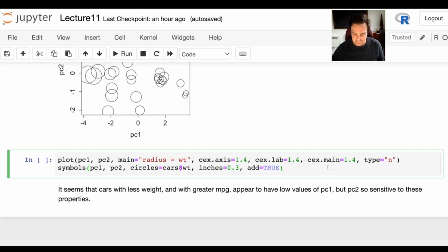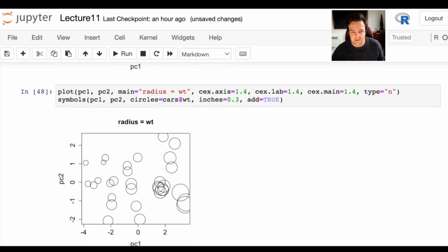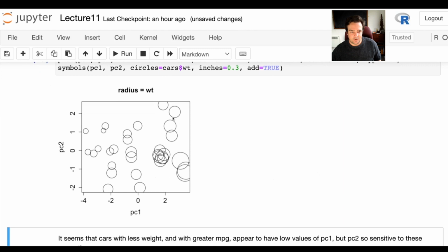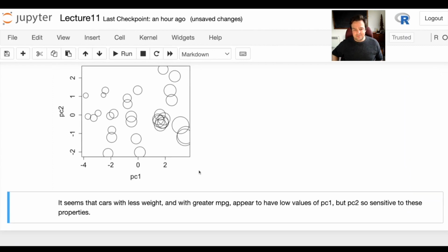The last one we'll do is the same, but we'll put the weight of the car. I think this is all the way back to thousands of pounds for weight that's being used here. And you find that the higher weight cars are higher in principal component 1. So maybe principal component 1 might have something to do with efficiency.